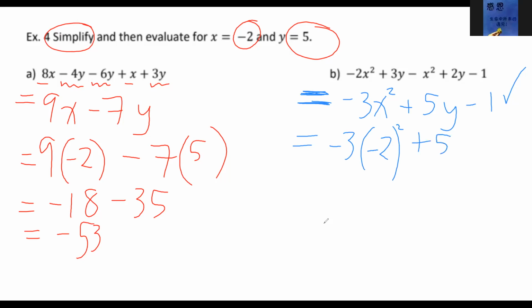Plus 5 times y. 5y means 5 times y. y has the value of 5. And then don't forget the minus 1. Okay, now we remember our order of operations.